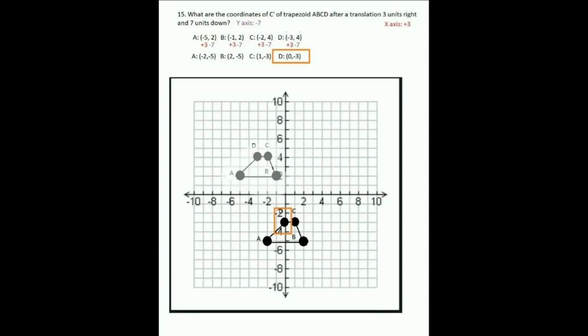So we have a mathematic way of predicting where our translations are going to go. All right, and that's it. The answer is H. They're looking for the coordinates of C, and that's 1, negative 3. Based on the choices we have, the answer is H.